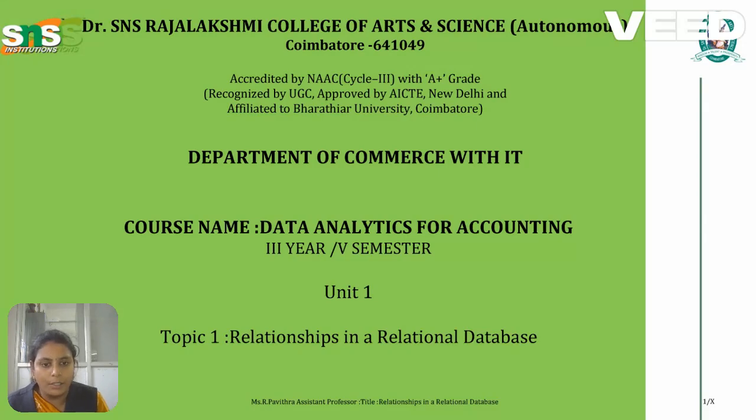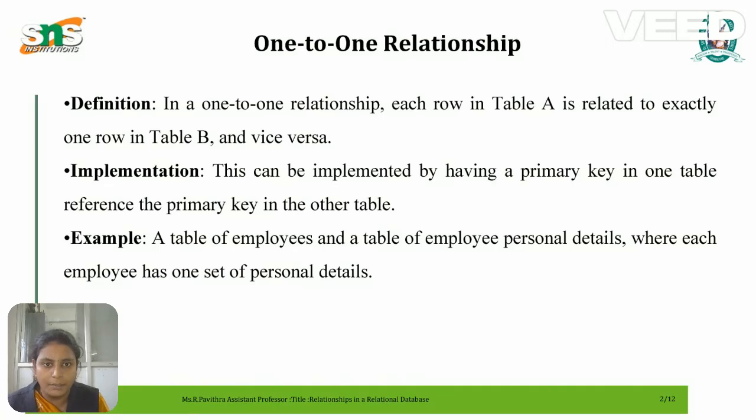I'm going to talk about relationships in a relational database. A one-to-one relationship means that each row in table A is related to exactly one row in table B, and vice versa. This can be implemented by having a primary key in one table reference the key in the other table. For example, a table of employees and a table of employee personal details, where each employee has one set of personal details.